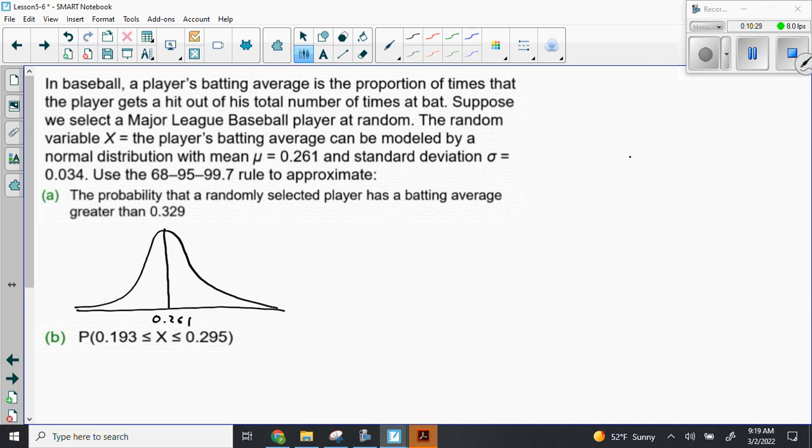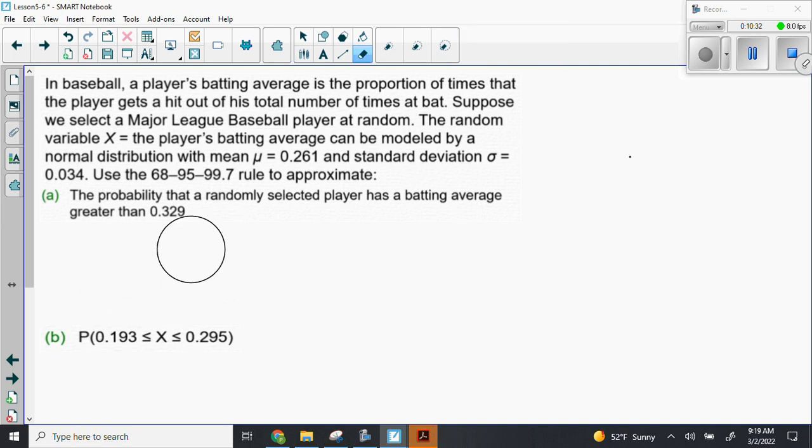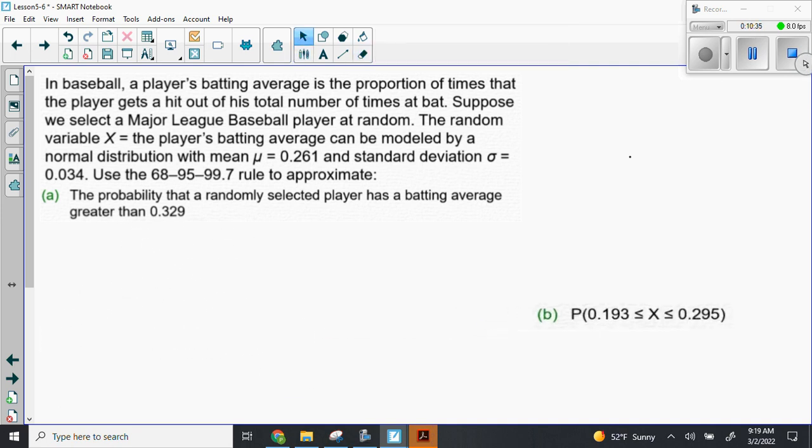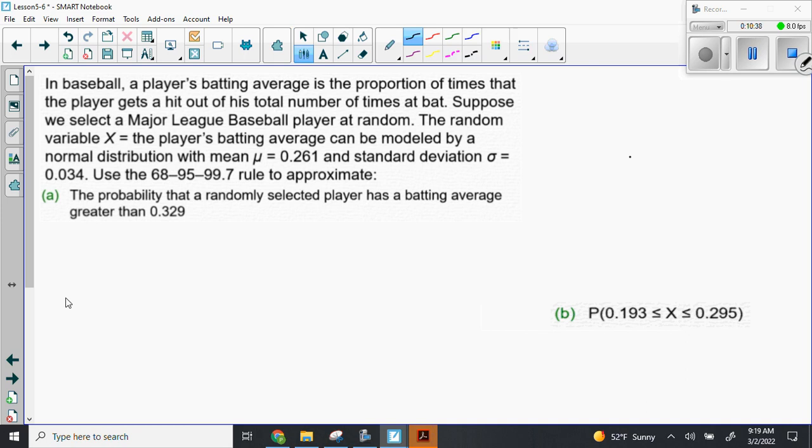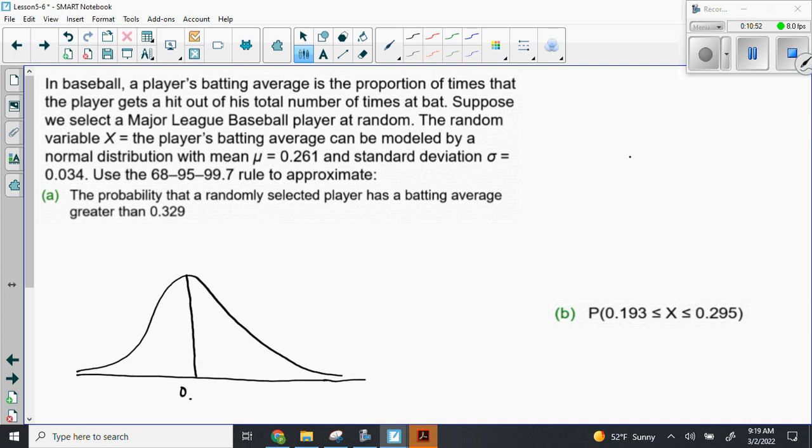And maybe I want to make a bigger picture. I need a little more room. That's better. So this is our mean. The middle is 0.261, right? We're going to draw one standard deviation above and below, two standard deviations below and above, and then three standard deviations above and below.